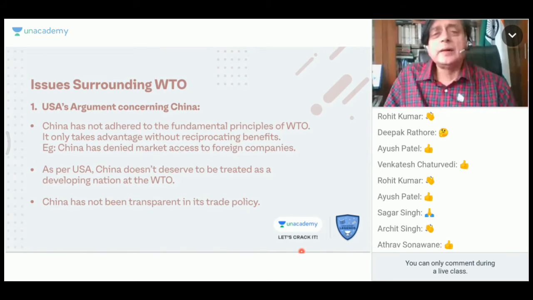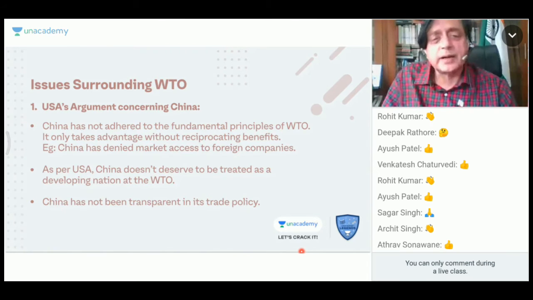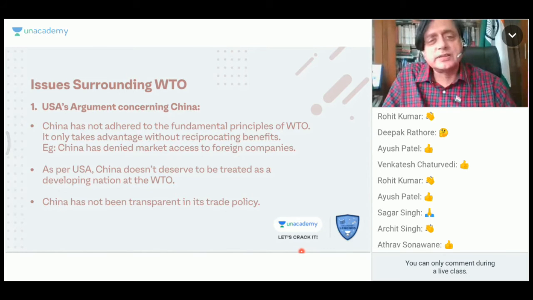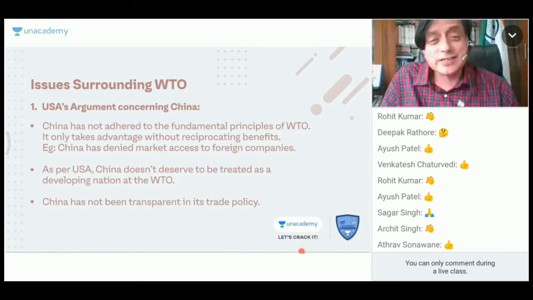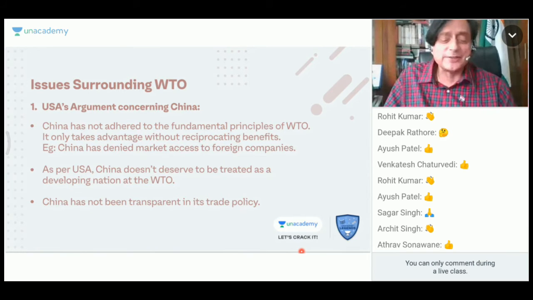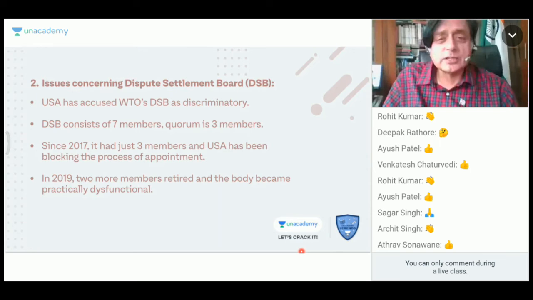But a number of problems have persisted to continue to bedevil the WTO. For example, the USA keeps saying that China takes advantage of the system without reciprocating with other countries. It has denied market access to foreign companies or put up non-tariff barriers in China, and that it doesn't deserve to be treated as a developing nation. Mind you, the US says India doesn't deserve to be a developing nation either. It accuses China of a lack of trade policy, and it's hostile to the Dispute Settlement Board.